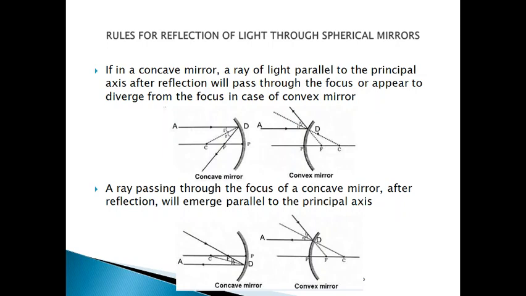Second rule, the ray of light passing through the focus. It is actually the reverse of the first rule. The ray of light passing through the focus of the concave mirror becomes parallel. See, after reflection it becomes parallel to the principal axis. This is the second rule.